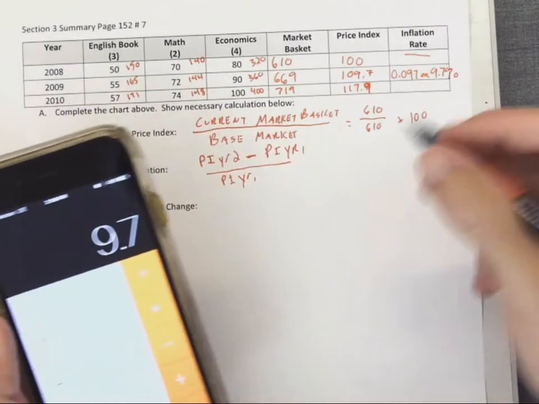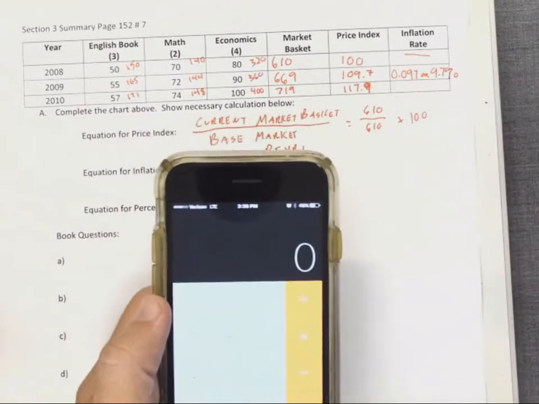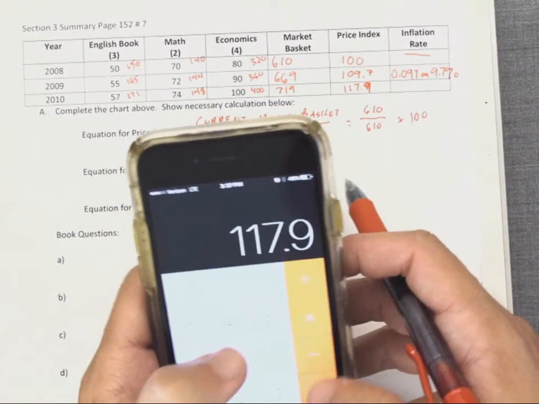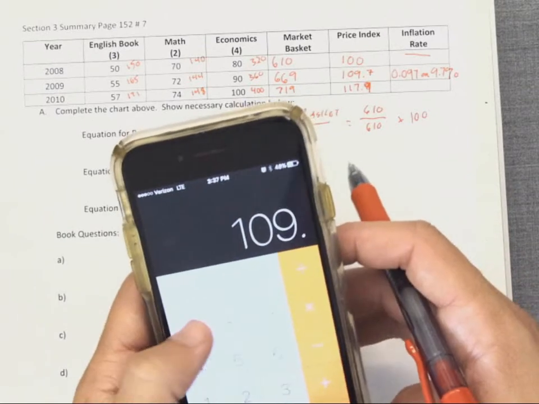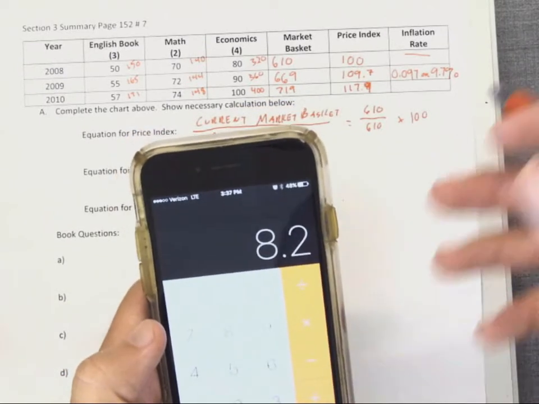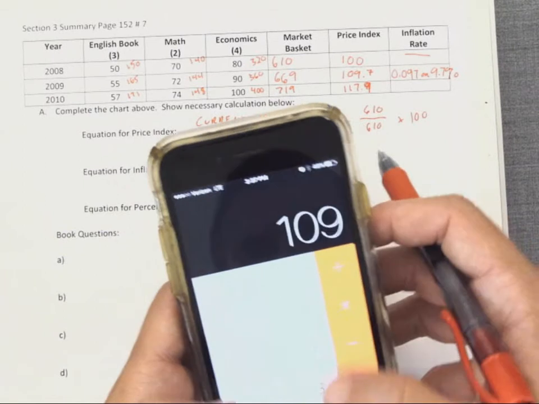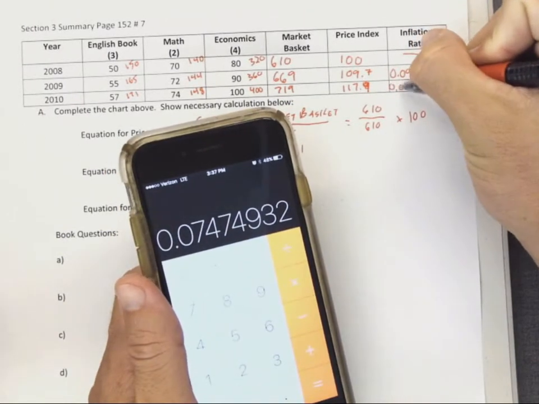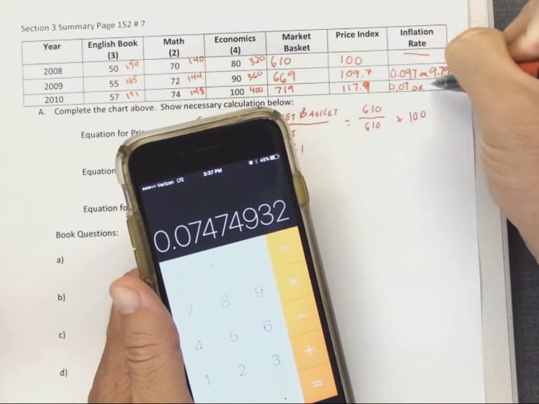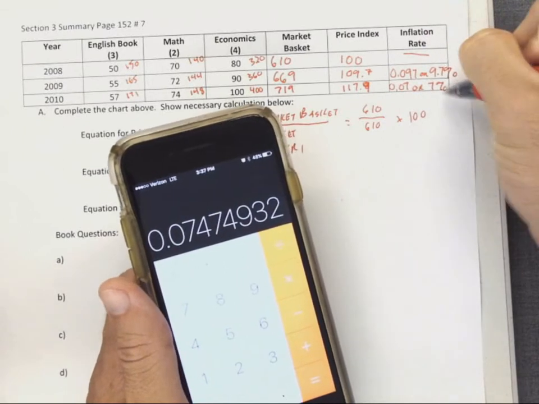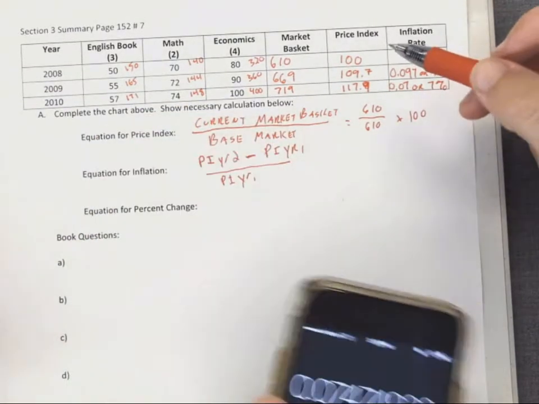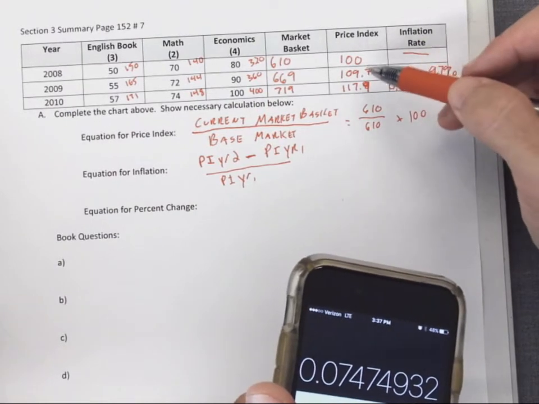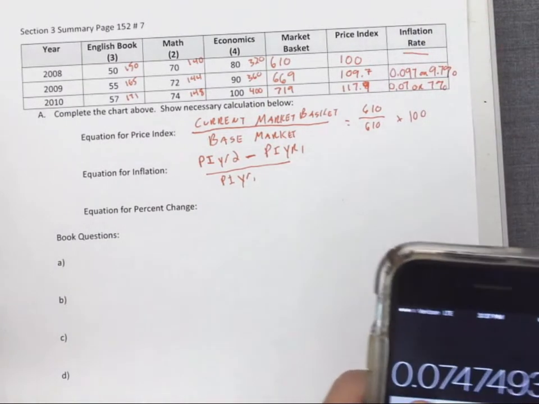The next year, though, we now are going to do year 2010 to 2009, which is going to be 117.9 minus 109.7, and then we're comparing from 109.7. So that's going to be a difference of 0.07 or 7%. Now you need to remember that you always are using year to year. So in 2010, from 9 to 10, we're comparing to 9. From 8 to 9, we're comparing to 8. Now that's the same.